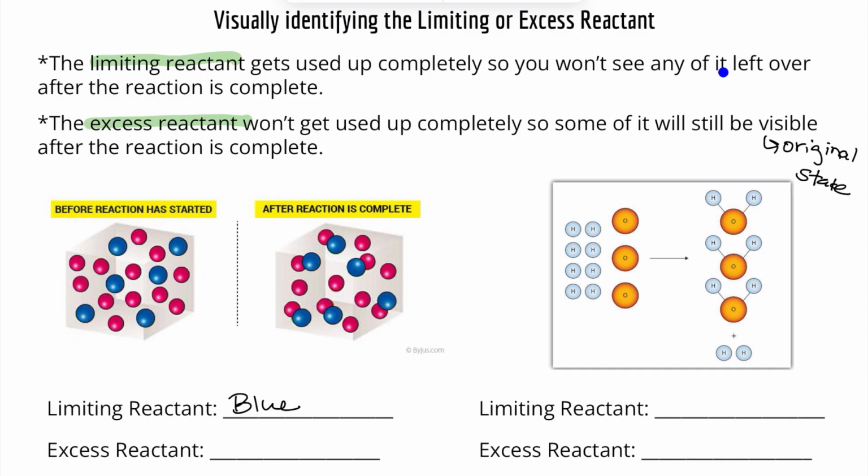We won't see any of it in its original form. We see no blues that are by themselves, but the pink is excess. We have some of those pinks that are still unpaired, and so those look similar or the same as that original form. Looking at this example here, we are looking at hydrogens and oxygens, and then after our reaction, we are getting H2O molecules. Well, we see that there are hydrogens left over, so those are excess.